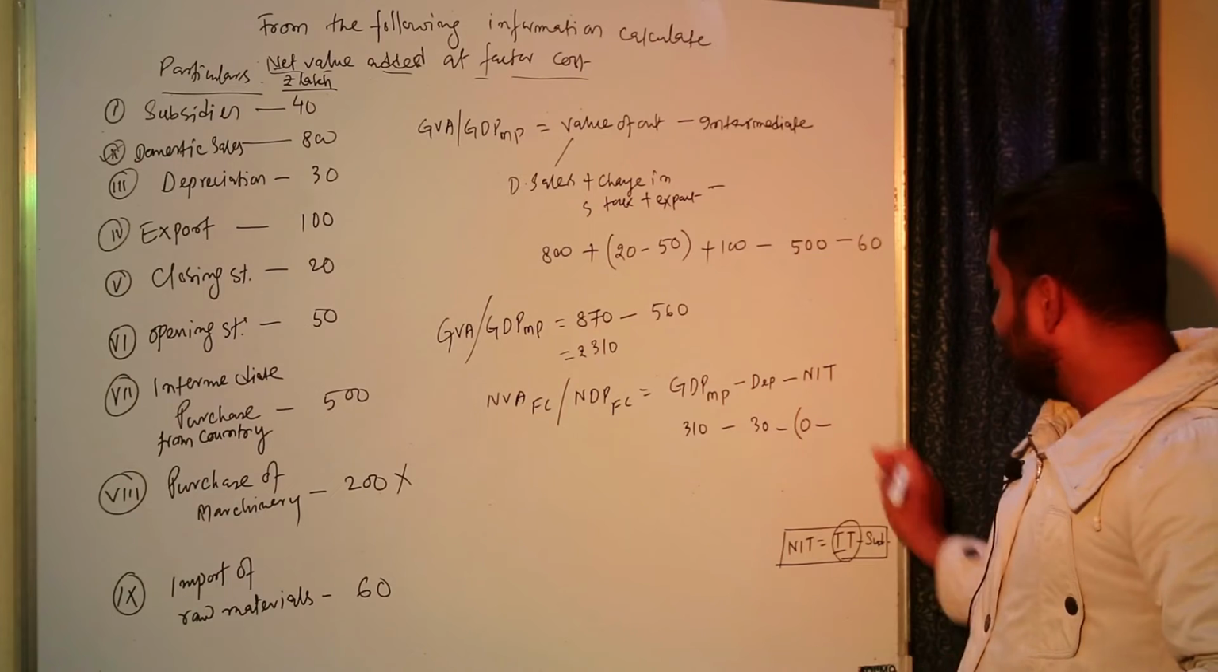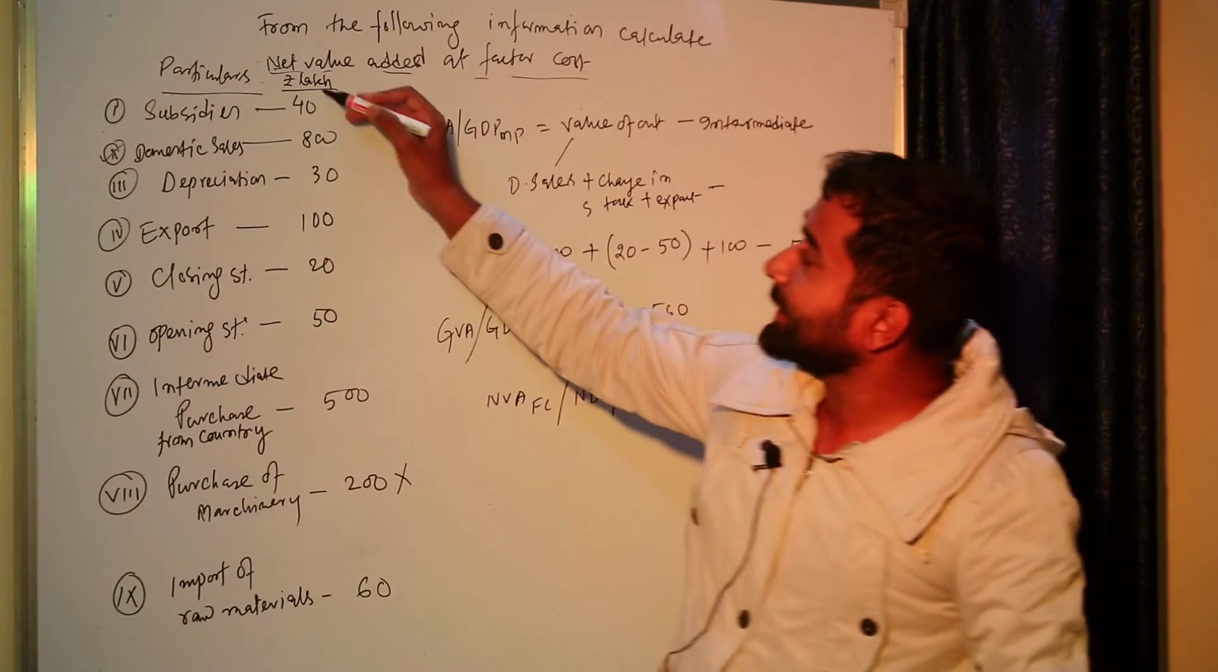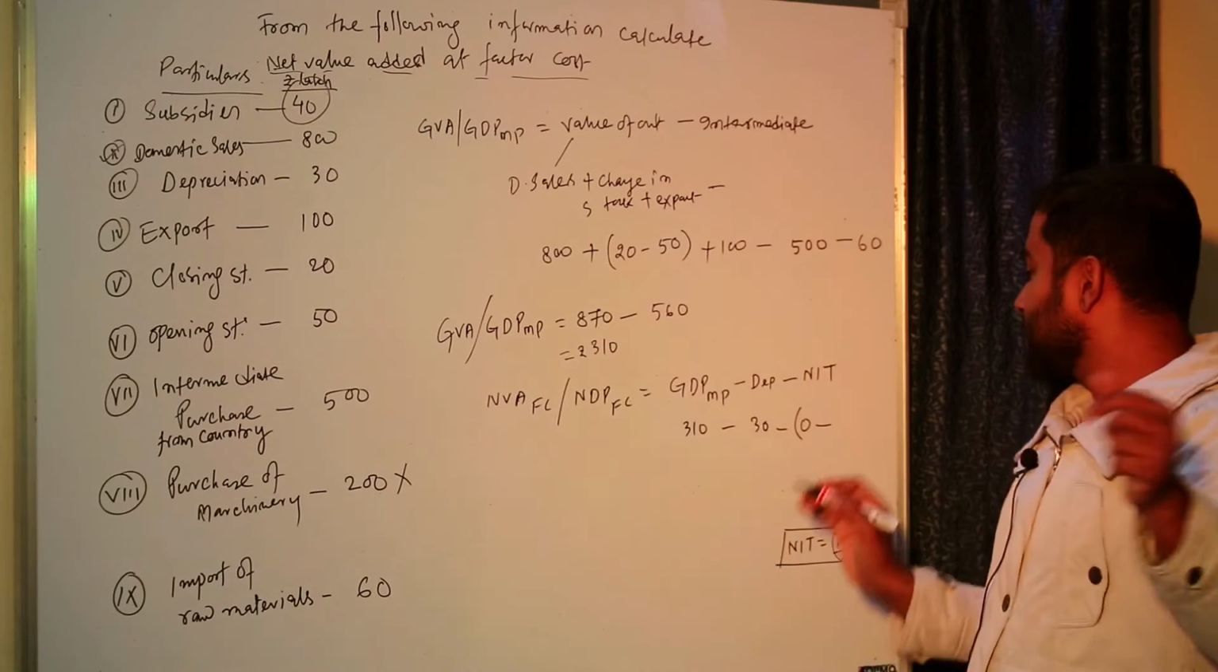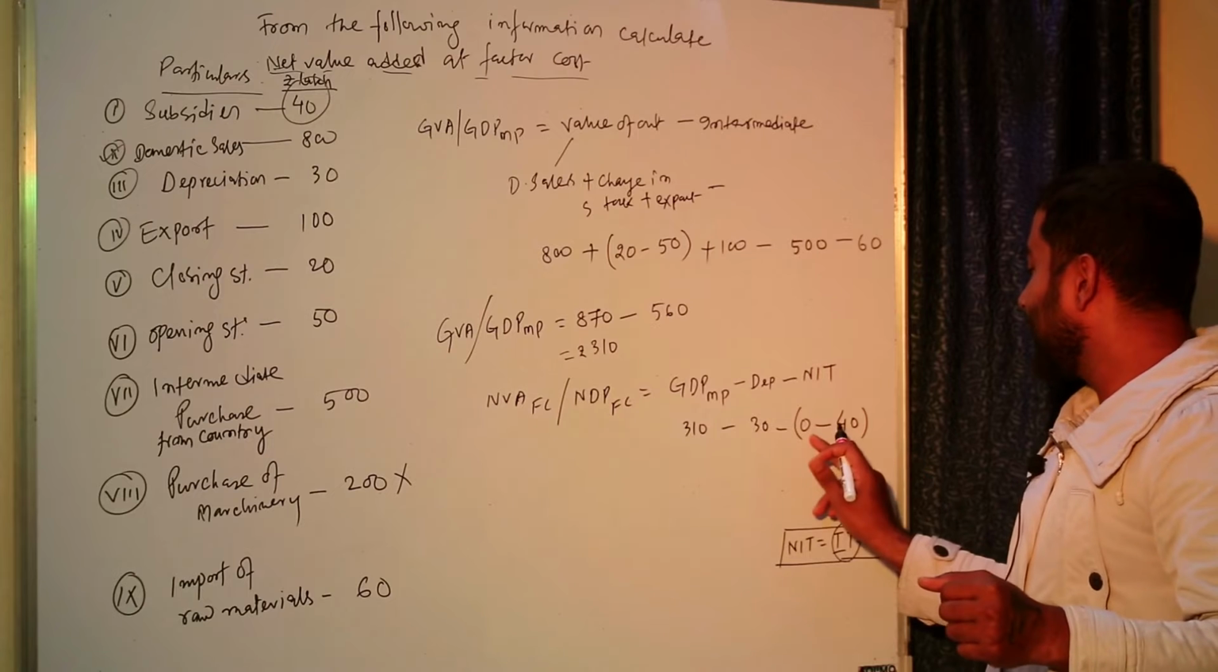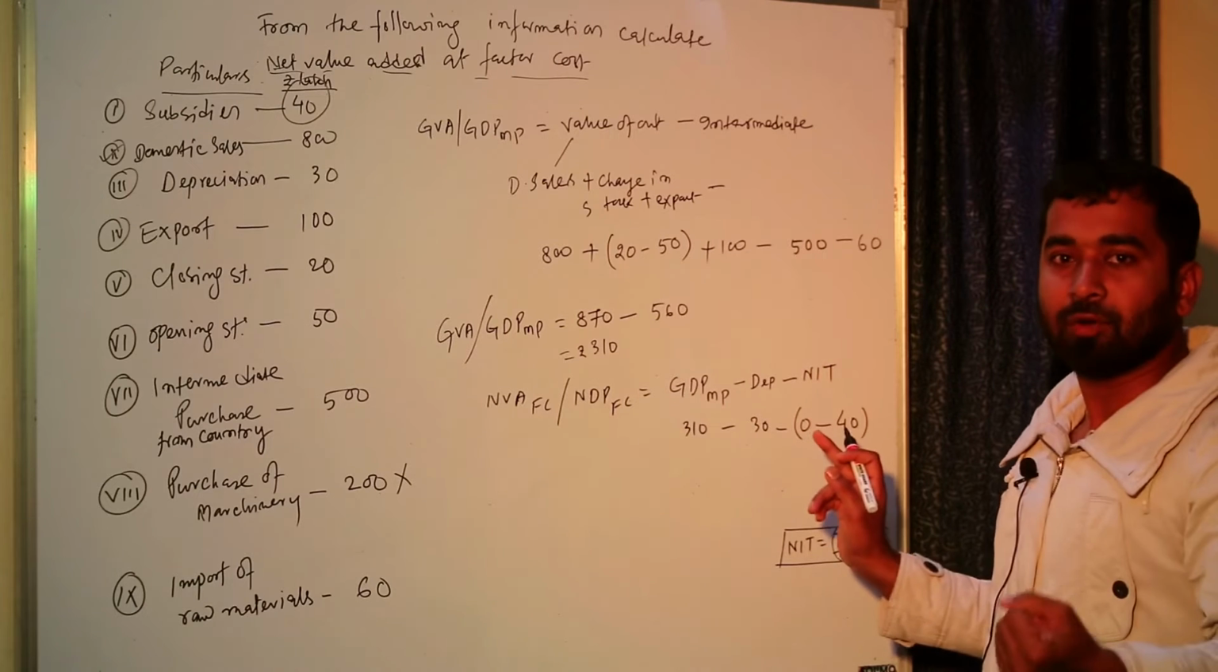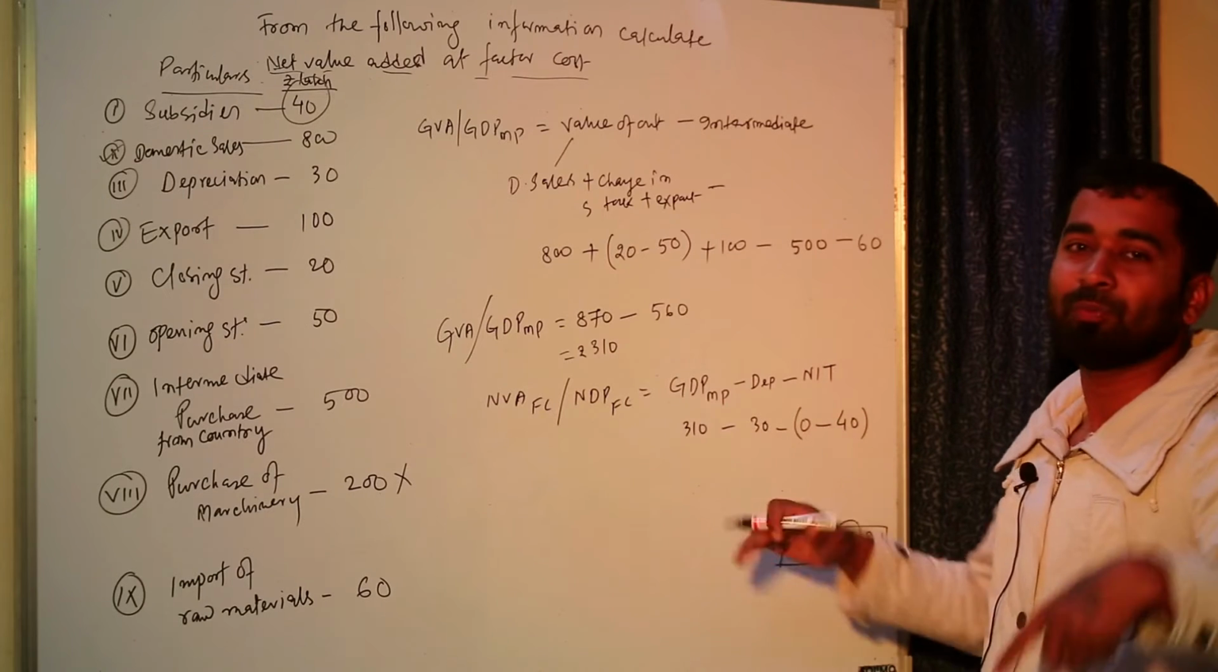Minus, for making NIT I need subsidies. Now see, the subsidies given here are 40. So I am writing here 40. Indirectly what? 0 minus 40 is what? Minus 40. And minus minus should be plus.